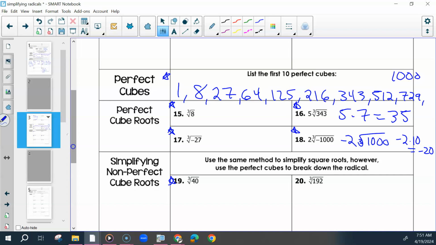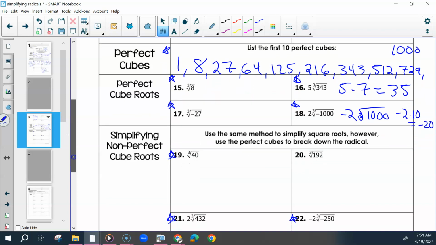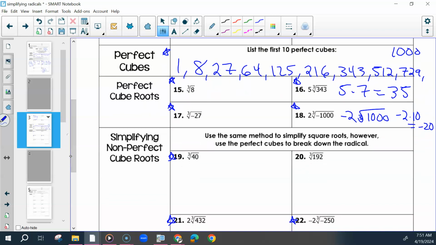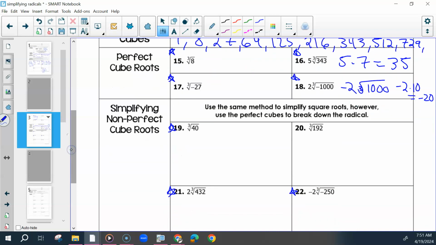The methods are the same. So when doing this, you could look for which factor is a perfect cube that would go into 40. So let's try that. Which of these should we divide 40 by? Which of these? 8. So I would do the cube root of 8 and the cube root of 5.